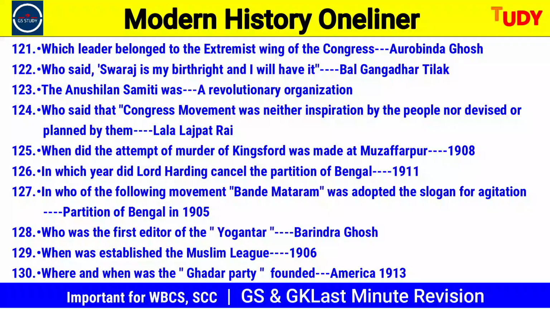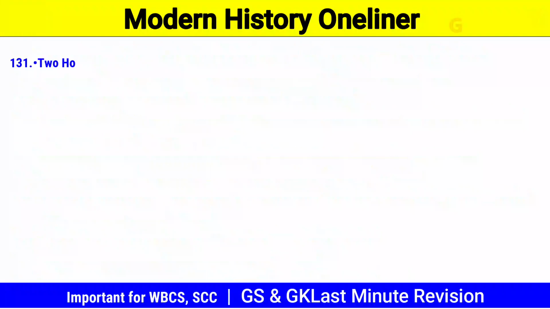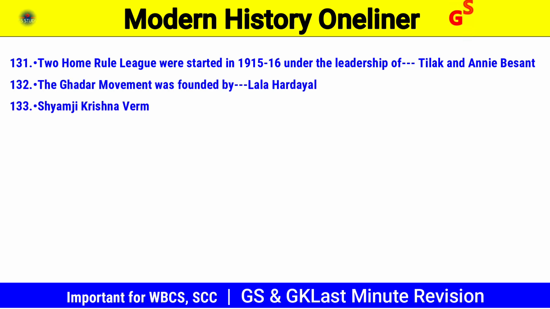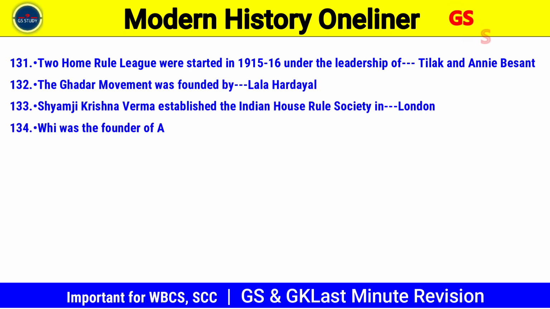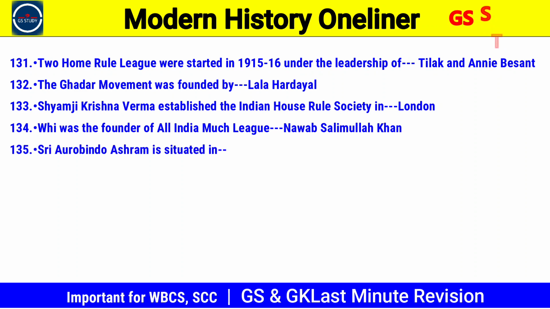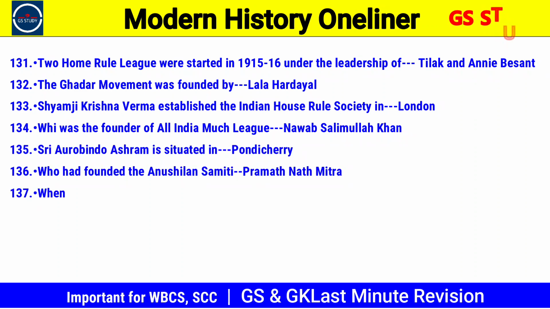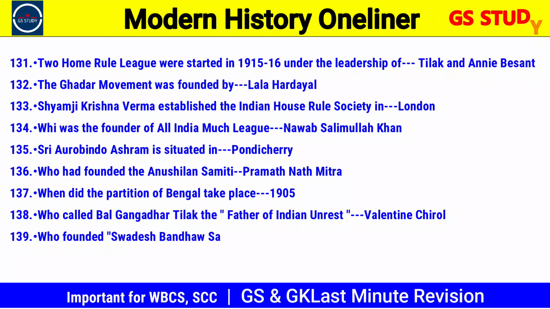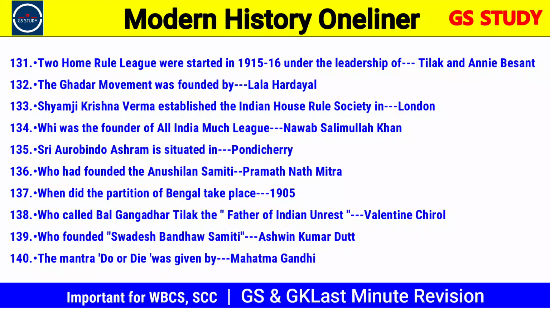129. When was the Muslim League established? 1906. 130. Where and when was the Ghadar Party founded? America, 1913. 131. Two Home Rule Leagues were started in 1915-16 under the leadership of Tilak and Annie Besant. 132. The Ghadar movement was founded by Lala Hardayal. 133. Shyamji Krishna Varma established the Indian Home Rule Society in London.